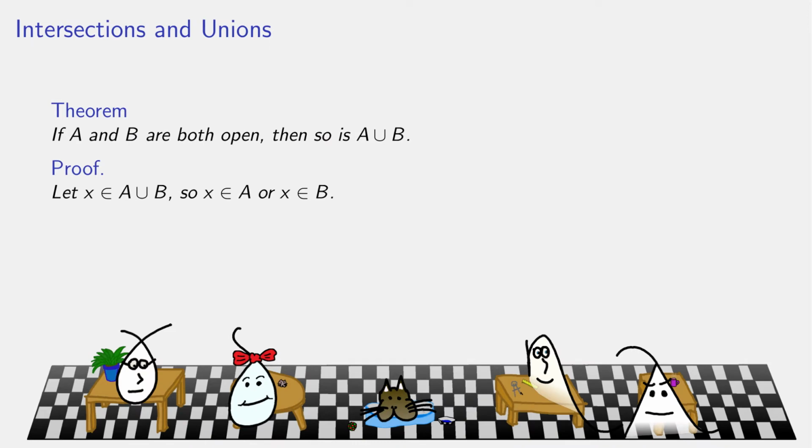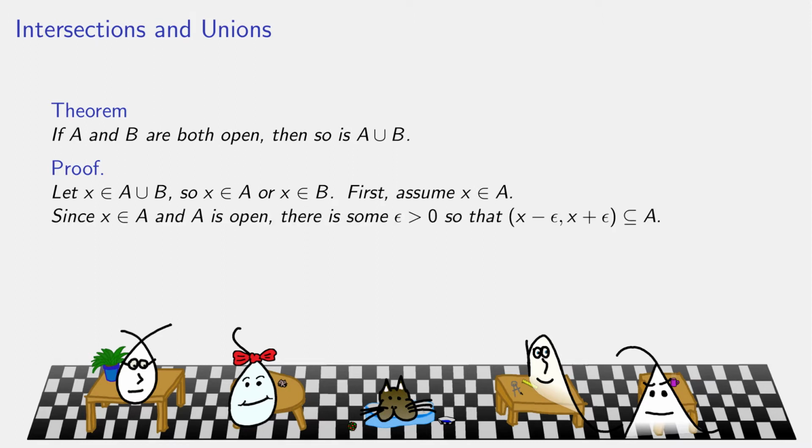Let x be an element of either A or B. It's in the union. If x is in A, since A is open, I know that there is a little interval, x minus epsilon to x plus epsilon, that's a subset of A. But if it's a subset of A, it's a subset of A union B. Similarly, if x is an element of B, there is another epsilon because B is an open set. It might not be the same epsilon. Remember, this epsilon can change, but there's always some positive number at every point because A and B individually were open sets.